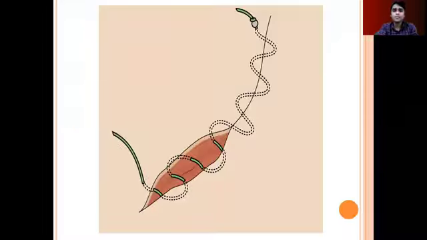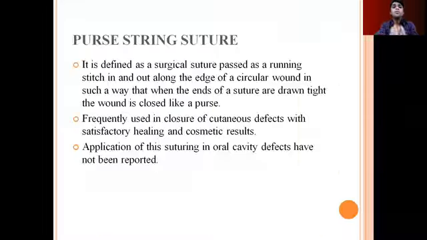This is the image. Now coming to the purse string suture. It is defined as a surgical suture that is passed as a running stitch in and out along the edges of a circular wound in such a way that when the ends of the suture are pulled or drawn tight, the wound is closed like a purse, hence the name. It is frequently used in closure of cutaneous defects with satisfactory healing and cosmetic results. Application of this suturing technique in the oral cavity has not been reported.